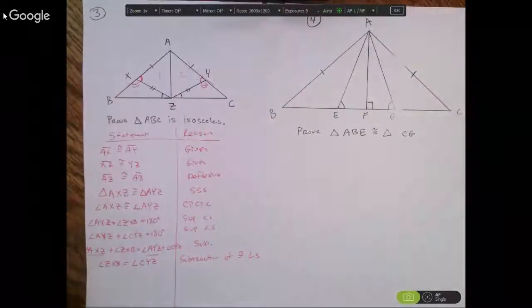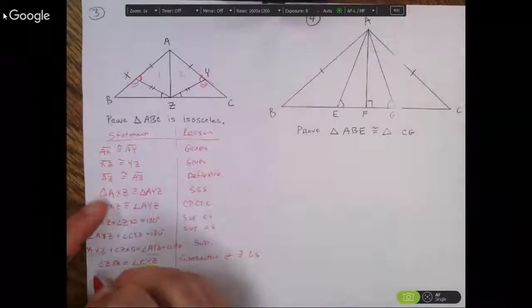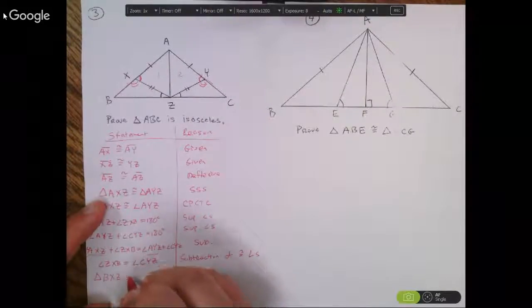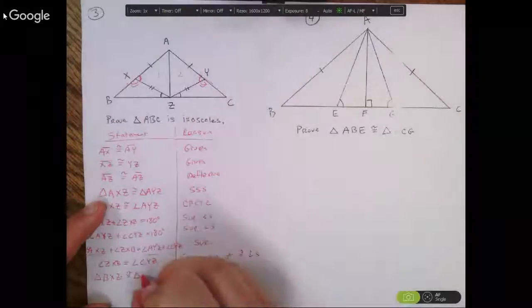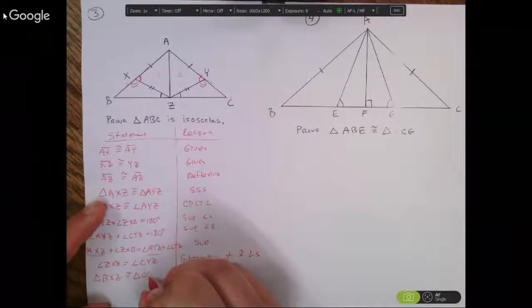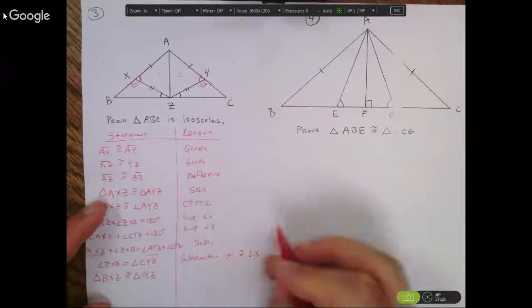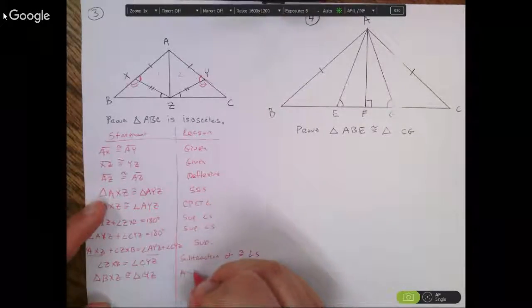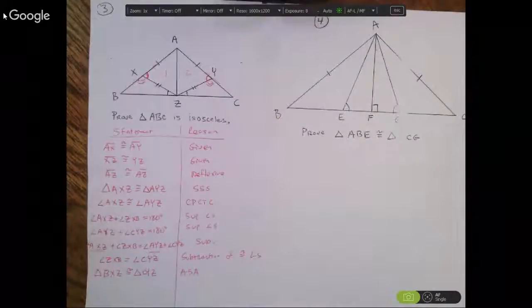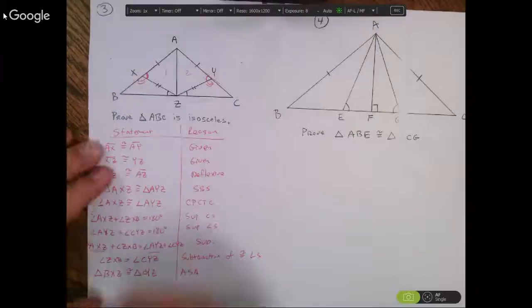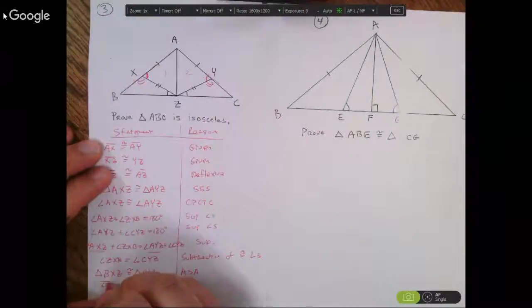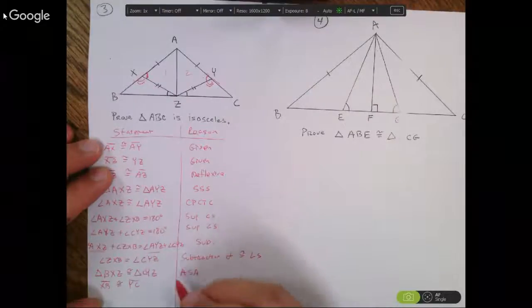So now I have enough to show that those triangles are congruent. The triangle BXZ is congruent to triangle CYZ from angle, side, angle. And then I can say that XB is congruent to YC from corresponding parts of congruent triangles are congruent.